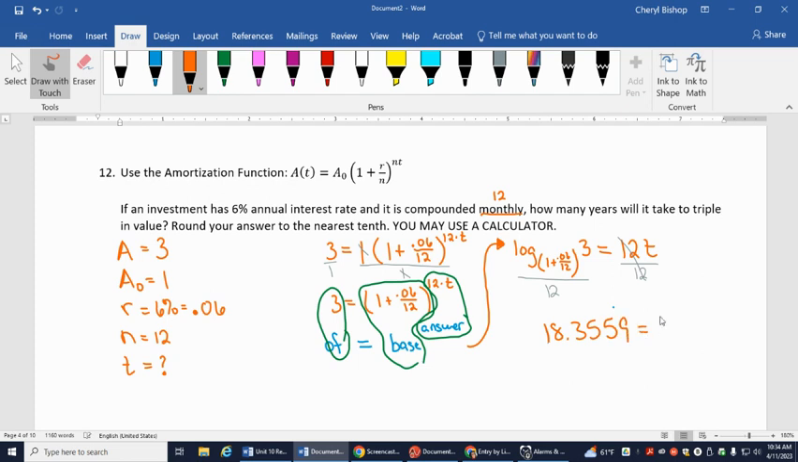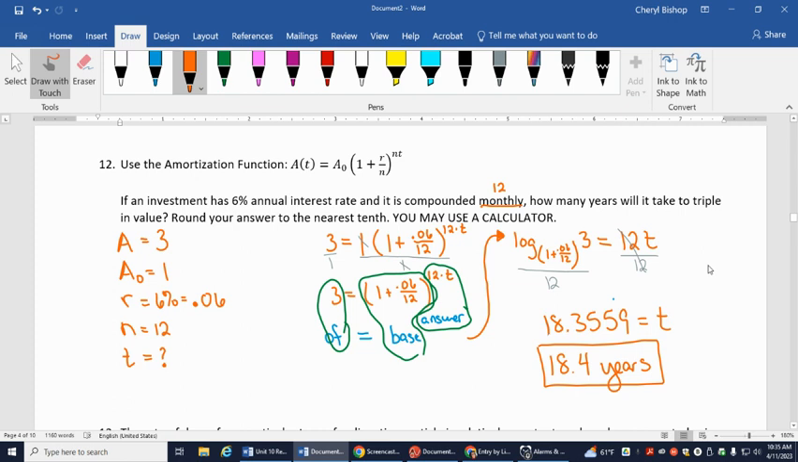18.3559 equals t. It says, how many years will it take to triple in value? Round your answer to the nearest tenth. So it's going to take me 18.4 years. That's a long time to turn $1 into $3. That probably wouldn't be how I'd do it.